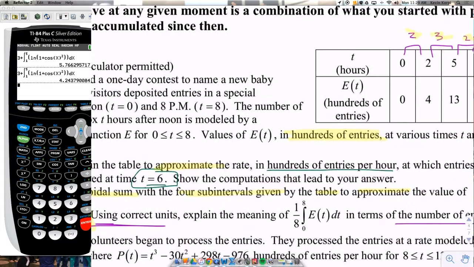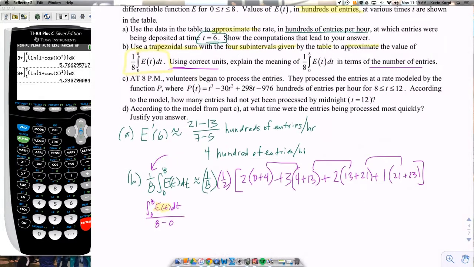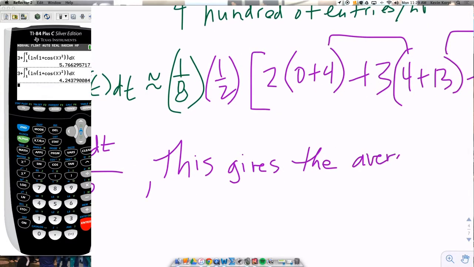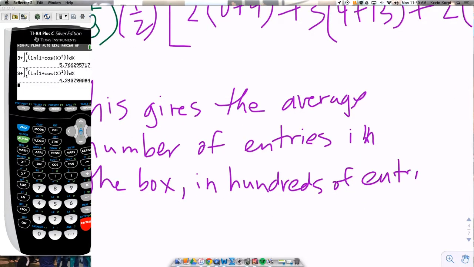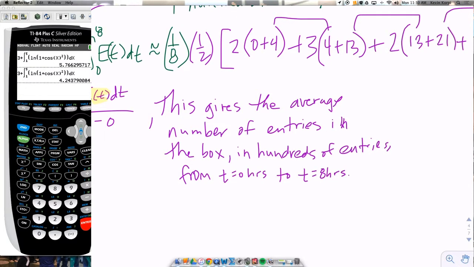Yeah, it says E of T is the number of entries in the box T hours after noon. So let's go ahead and say this gives the average number of entries in the box, in hundreds of entries, always with units, from t equals 0 hours to t equals 8 hours. Always include units on your independent and dependent variable in your description, okay?